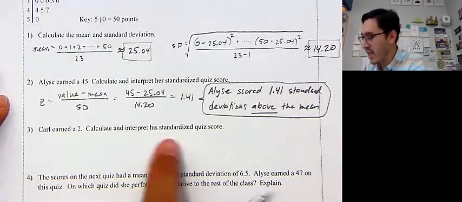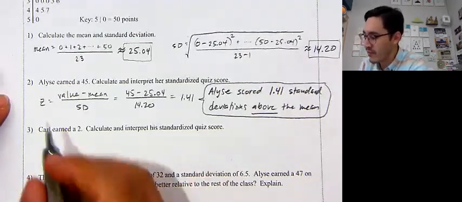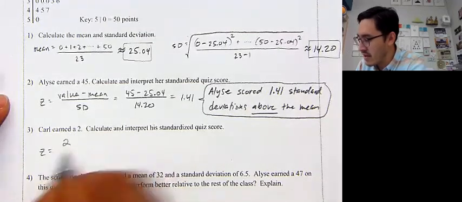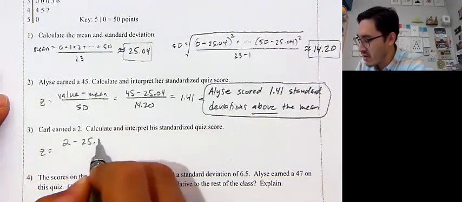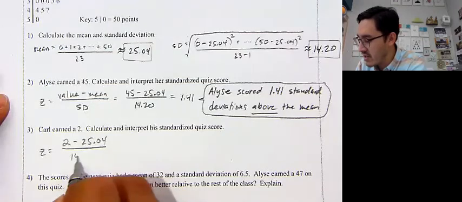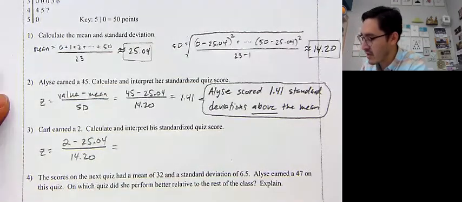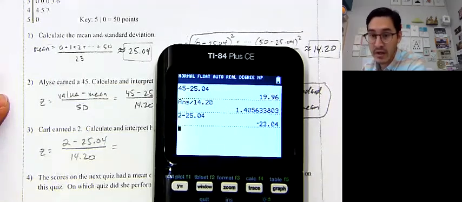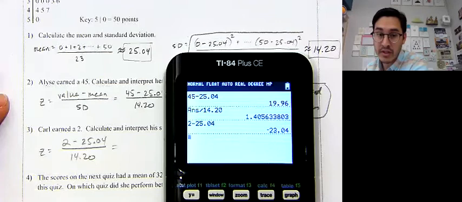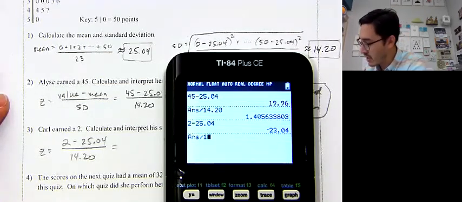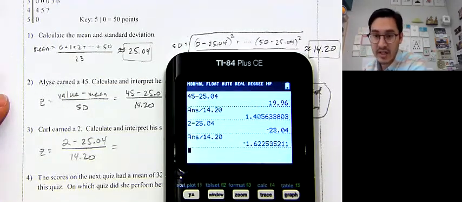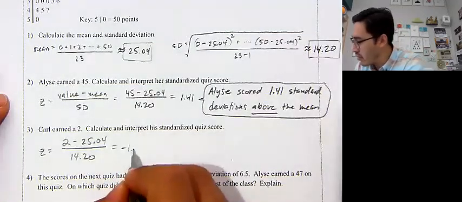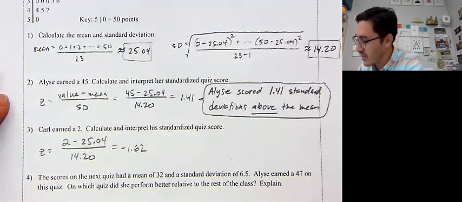All right, Carl earned a 2. Okay, calculate and interpret his standardized quiz score. Okay. So his z-score is his value minus the mean divided by the standard deviation. Okay, so 2 minus 25.04. Okay, so Carl scored about 23 points below the mean, but in terms of standard deviations, that's about 1.6 below the mean. Negative 1.62.